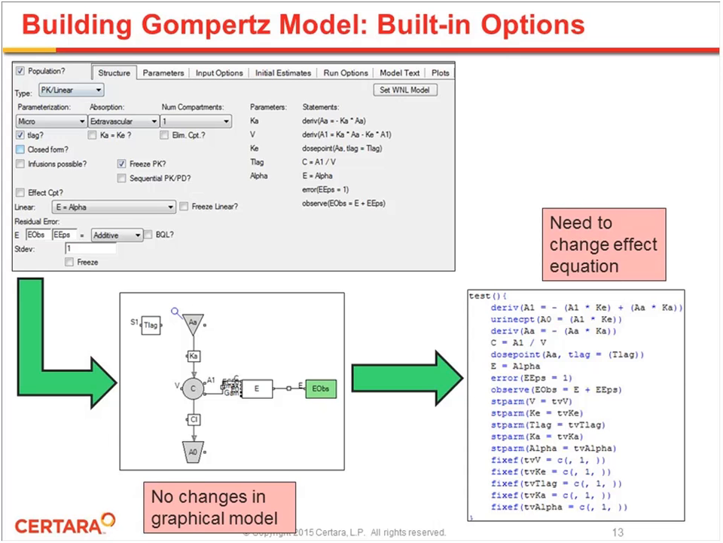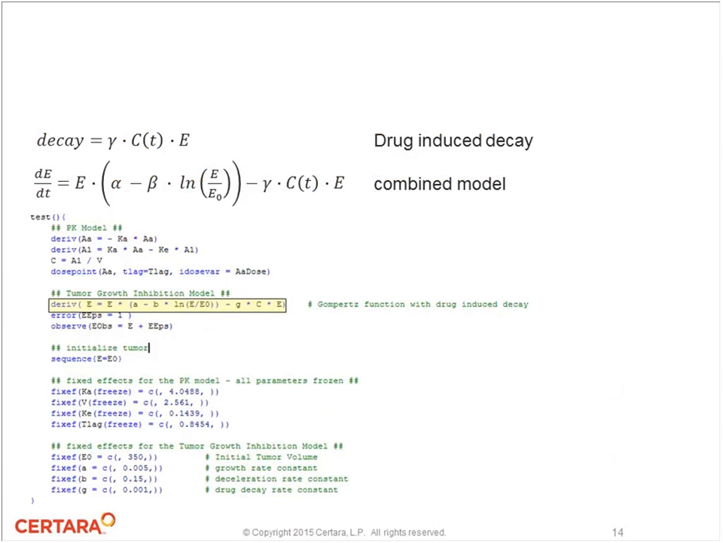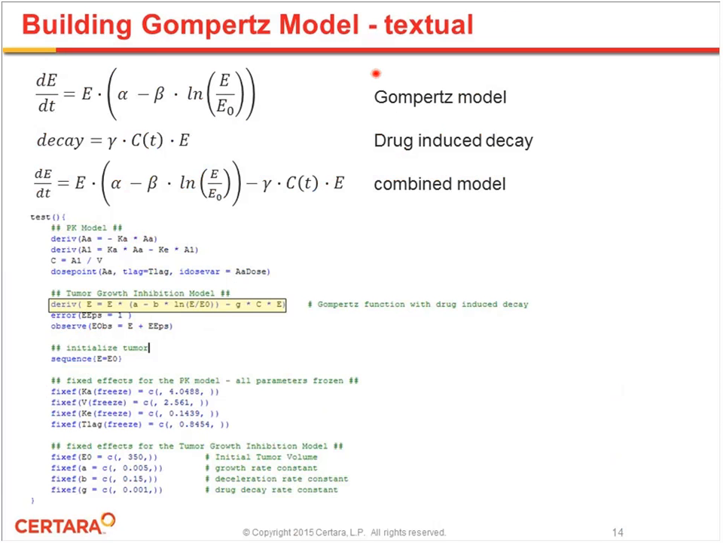Here's the PML code for the built-in options. The only thing we need to do here is to change the effect equation, which is here just E equals alpha, and this has to be replaced with a Gompertz function. The rest stays the same. Again, what we need to do as well is we will delete those STPARM or structural parameter statements. We just stick with the fixed effects statements. That's what we do in the next slide.